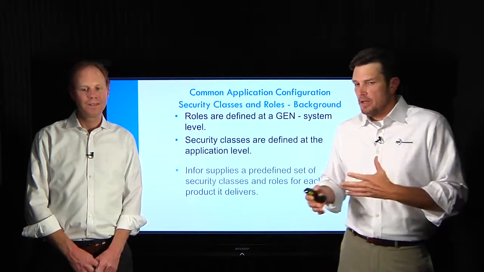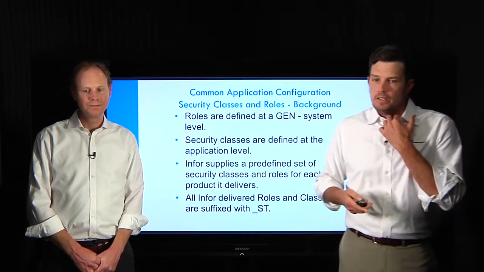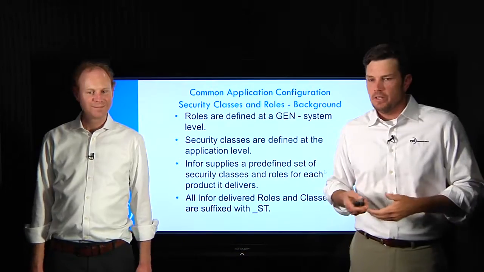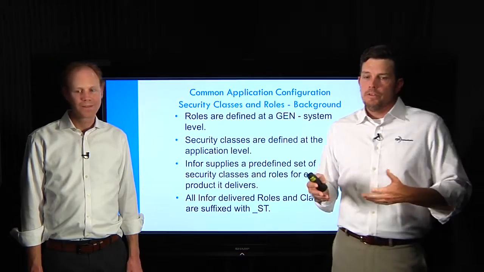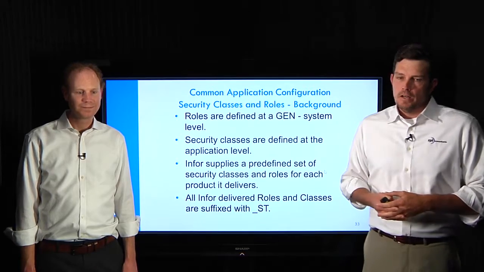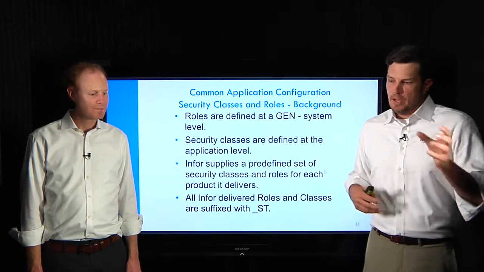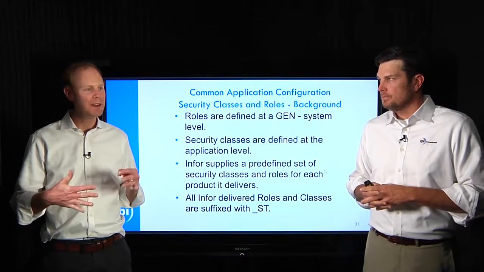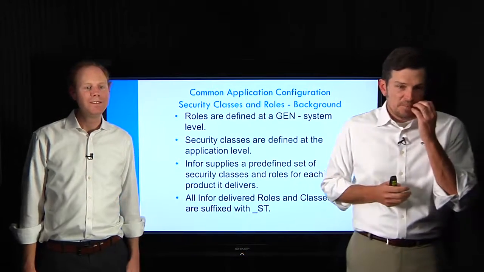So I'll end with our example. I want to talk a little bit about security. Security is a common configuration that we make whenever we go into a client. So a couple of items about security. Roles are defined at the gen level or the system level, so they're defined at the environment level. Security classes are defined at the application level. So if you have a role, you can have different security classes in each different application. And the class to role assignment is for each product line on that Landmark box, right?